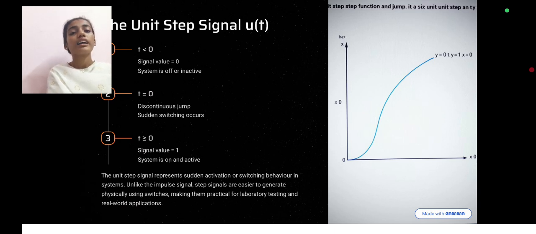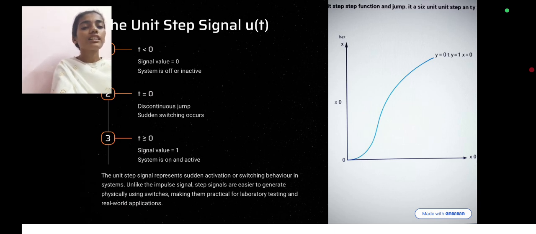So here we can see that before t equals 0, the signal value is 0, meaning the system is off or inactive. At t equals 0, there is a sudden change in the signal. At t greater than or equal to 0, the system is on and active. The unit step signal represents sudden activation or switching behavior in a system. Unlike the impulse, step signals are easy to generate physically using switches, making them practical for laboratory testing and real-world applications.